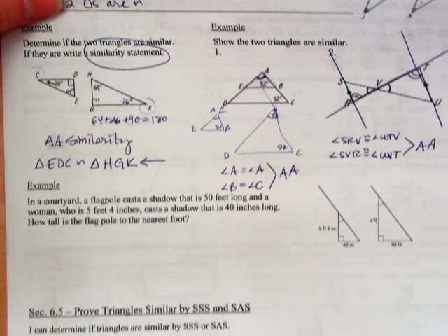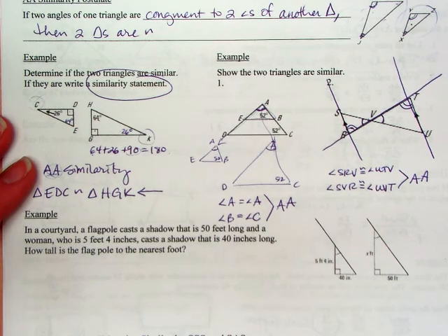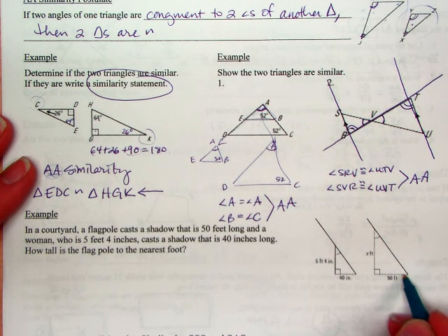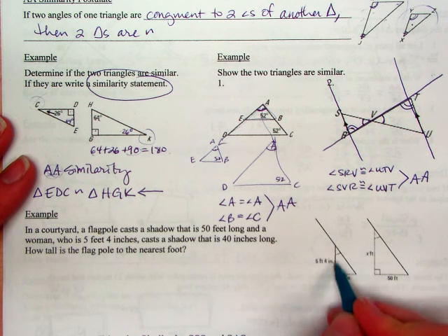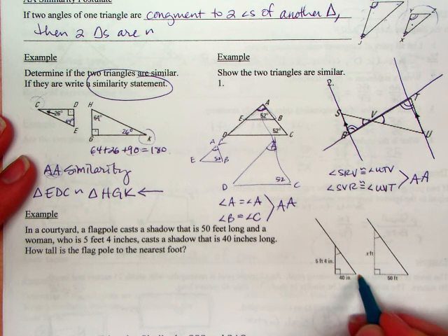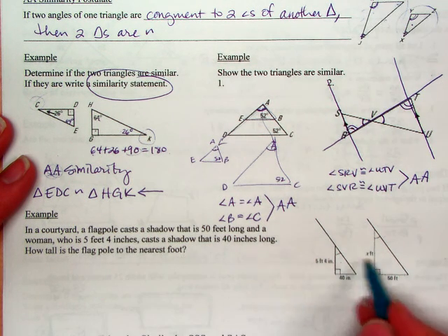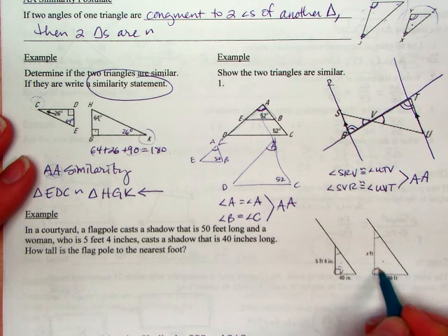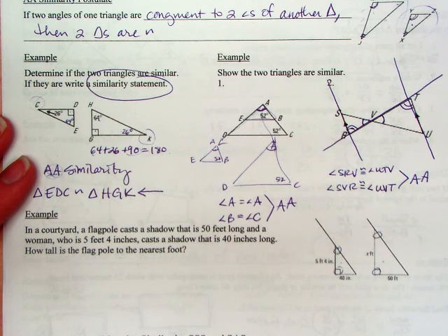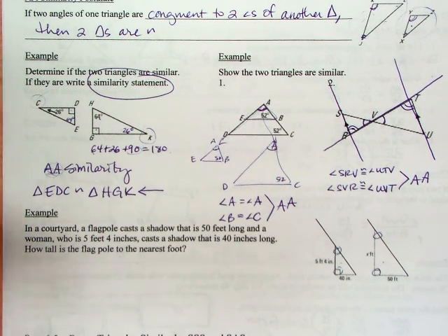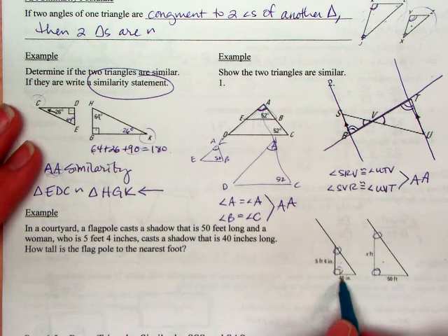Last one says, in a courtyard, a flagpole casts a shadow that is 50 feet long, and a woman who is 5 feet 4 inches casts a shadow that is 40 inches long. How tall is the flagpole to the nearest foot? So since I know these two triangles are similar, I have one angle there and one angle there. Since the triangles are similar, I can set up some proportions. And I'm just going to match up kind of which side goes with which side. So I know 40 goes with 50.